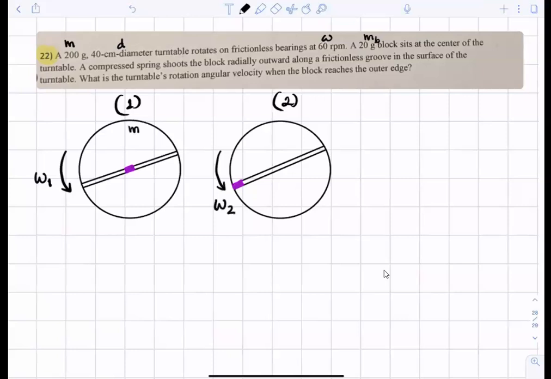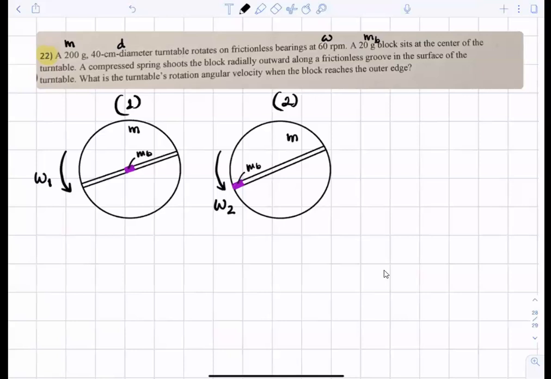We have this mass M of the disk, and this right here is the mass of the block. And I think I depicted everything I wanted to show here. So a compressed spring shoots the block out radially. Let's assume that happened. Then we look from the top and we see picture number 2.